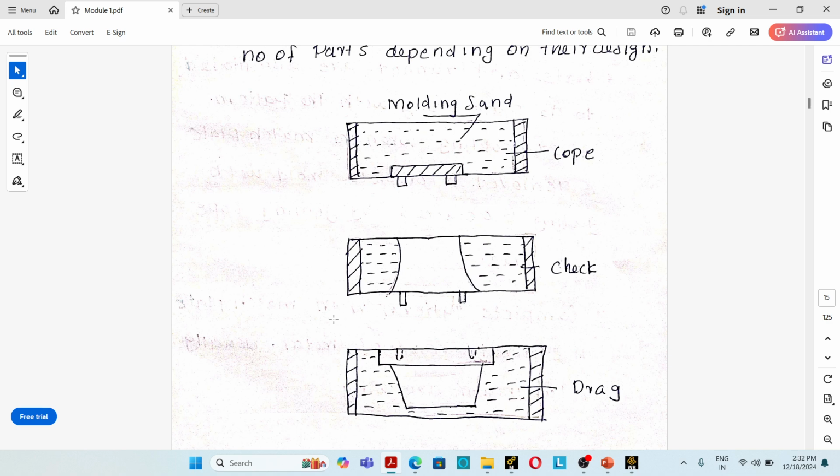When we are using a multi-piece pattern, the sand casting mold consists of a middle portion that is known as the cheek. You can see that this is the core portion and this is the drag portion. Whenever we are using a multi-piece pattern for a complicated casting, the sand casting mold consists of three pieces, and the middle portion is known as the cheek. Multi-piece patterns are always used for complicated castings for easy withdrawal from the sand casting mold. So this is a figure of a multi-piece pattern.